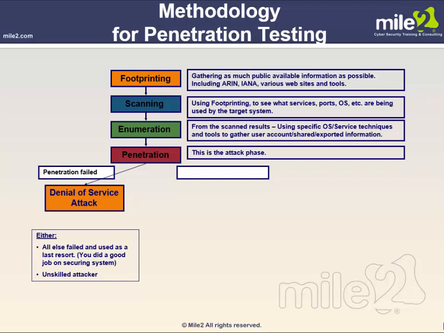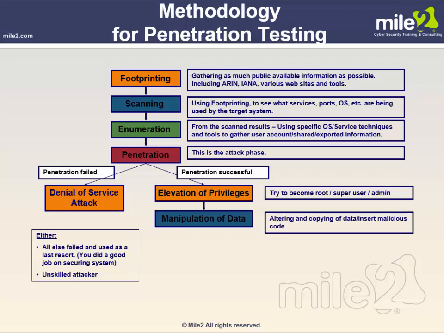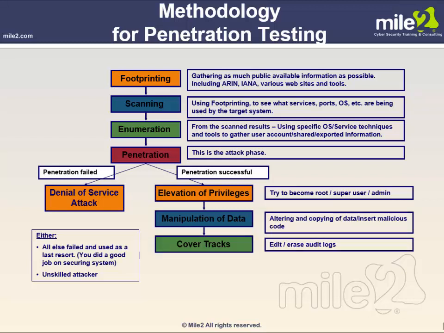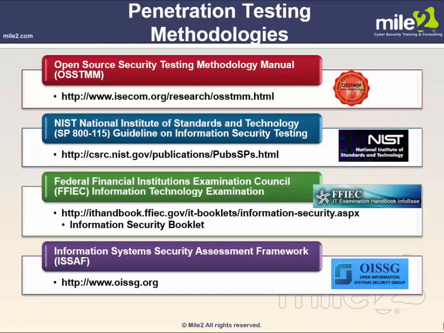Now, in a real pen test, however, unless authorized to do so, you will not be doing a denial of service attack if the penetration fails. All right, just to keep that in mind there. If the penetration is successful, then we can go in and possibly do things like elevation of privileges, the manipulation of data, covering our tracks and things like that. So anyway, good stuff. And of course, leave backdoors. And again, these could be your rootkits using tools like Netcat, which we'll be talking about as well, and having to know some things about that.